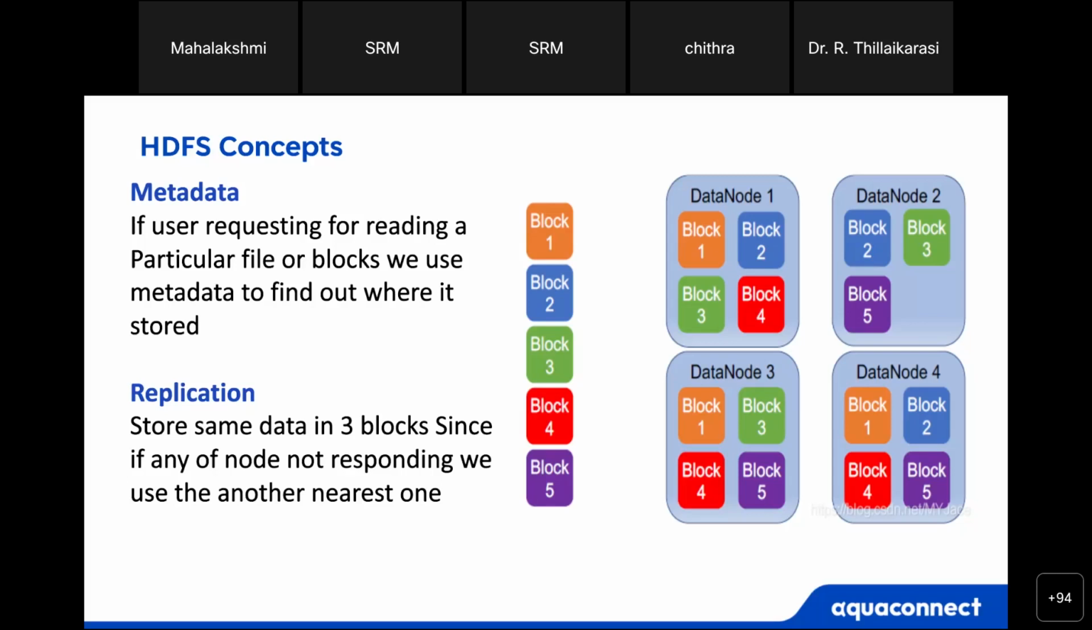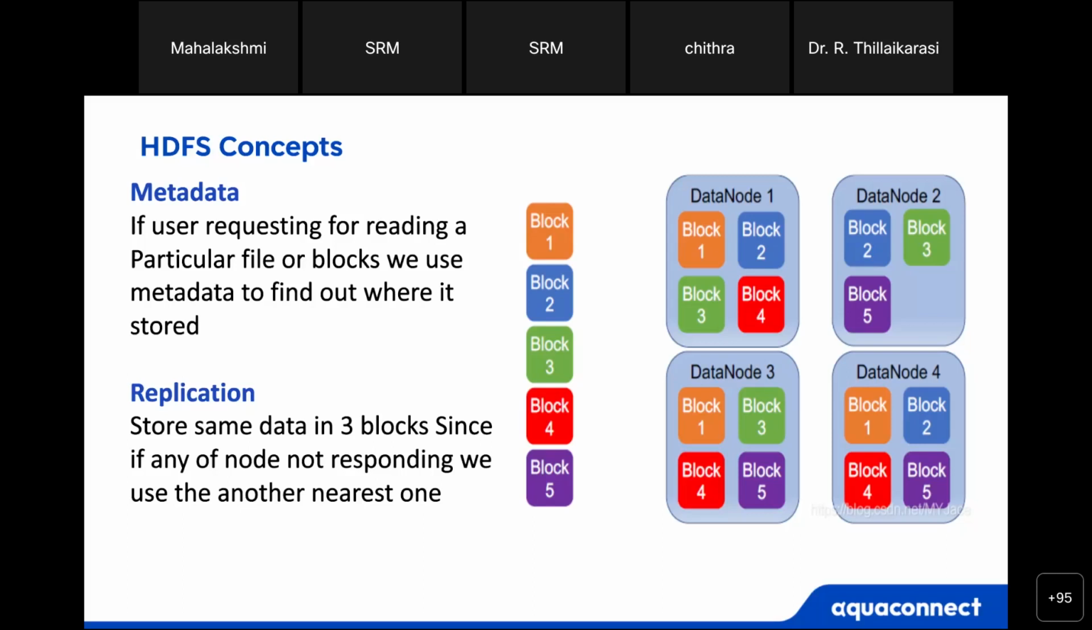Edit log means if the user edits anything in the files, deletes a file, or changes its directory, all that information is stored in the edit log. Whenever we approach the name node to retrieve any data, the name node checks the metadata and gives us the IP address.